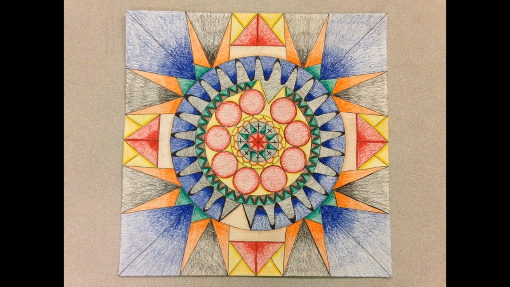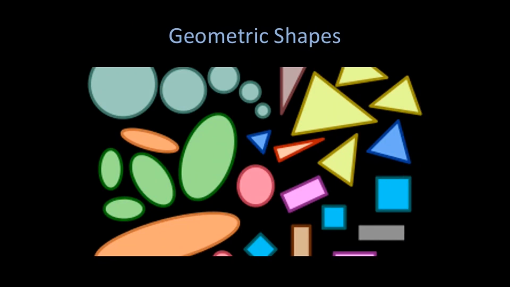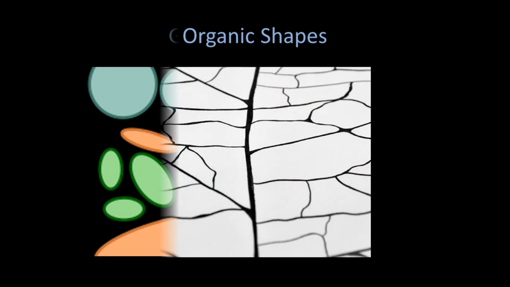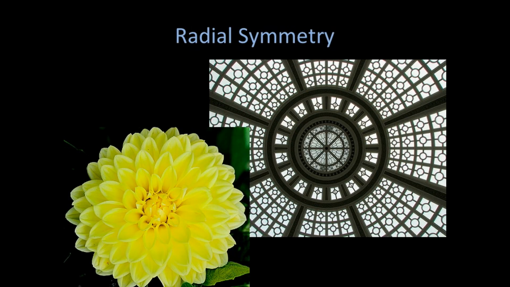The 3 art concepts I need to cover in this lesson are geometric shapes, organic shapes, and radial symmetry. Geometric shapes have regular edges and can be defined by math, such as circles, squares, triangles, rectangles, octagons, hexagons, etc. Organic shapes have irregular edges and are freeform. Radial symmetry means symmetry around a central axis.